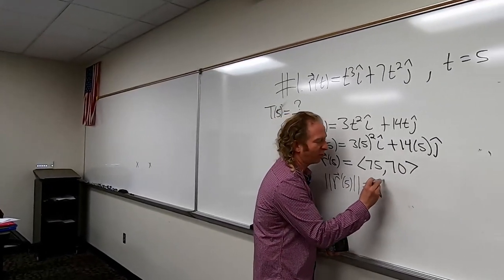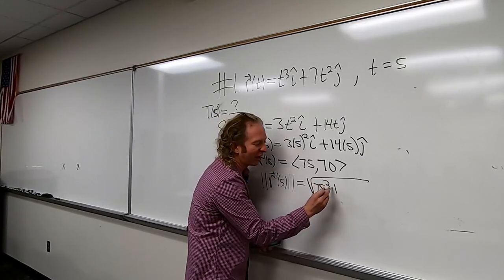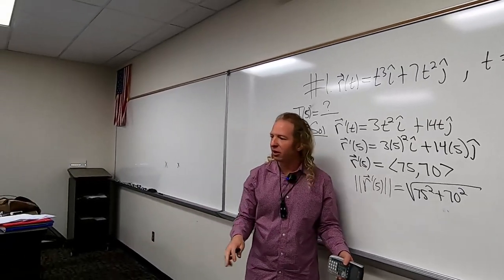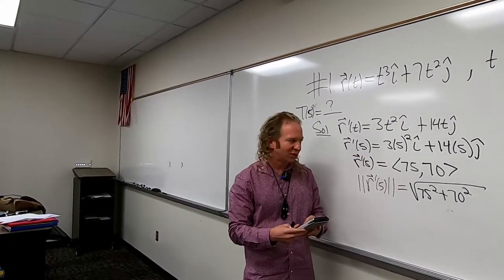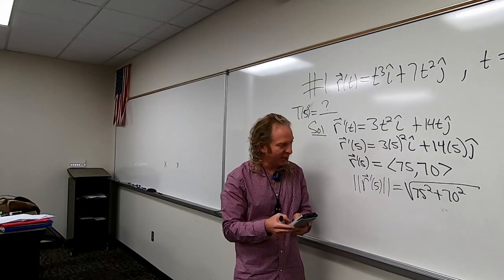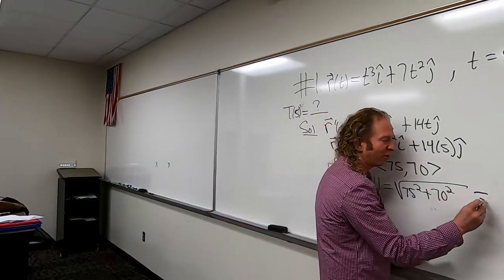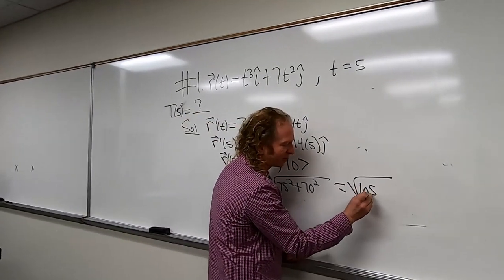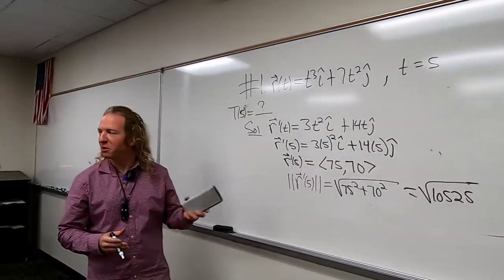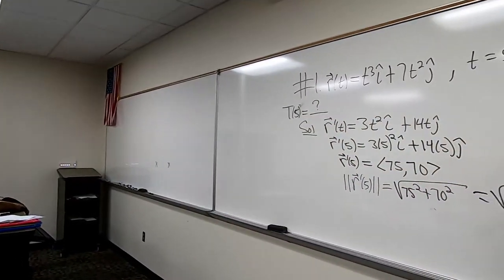So this is going to be the square root. Then you just square these things. Now, don't worry about simplifying your answer here. You can give me a crazy square root. I'm okay with it. The homework will take the ridiculous answer also. I've checked. So I got 10,525, so that's the square root of 10,525. Anyone know what that is? I don't either. Okay, so that's that.